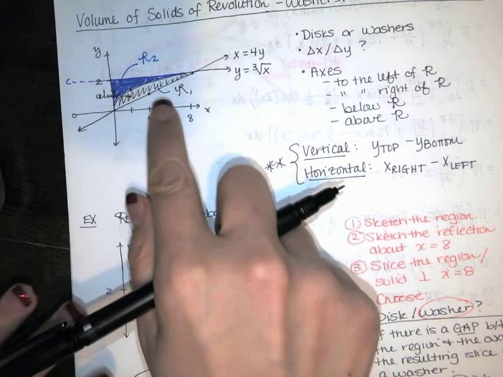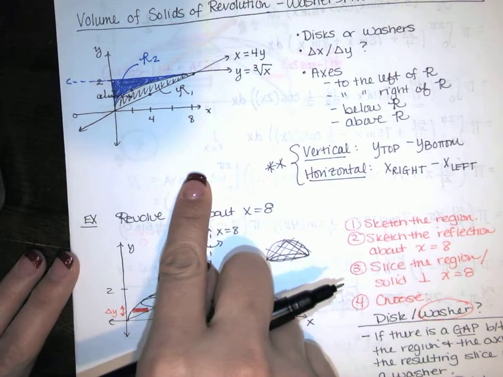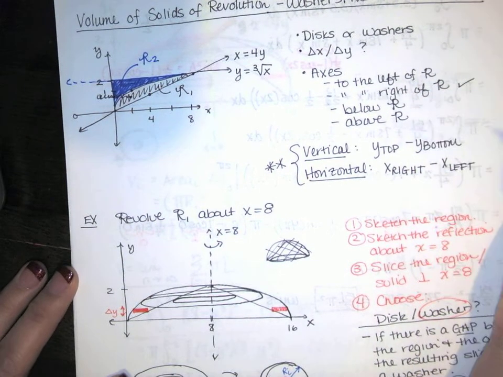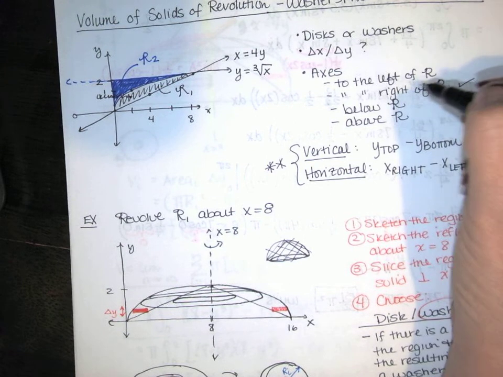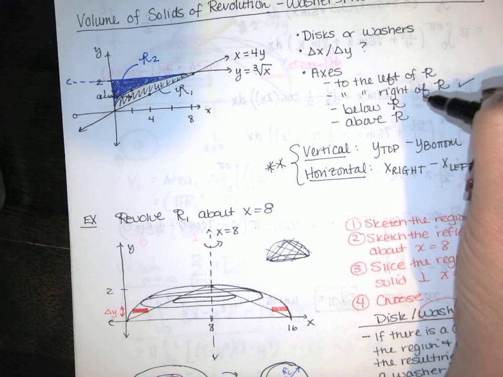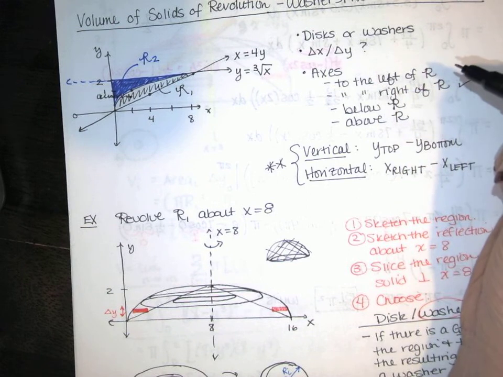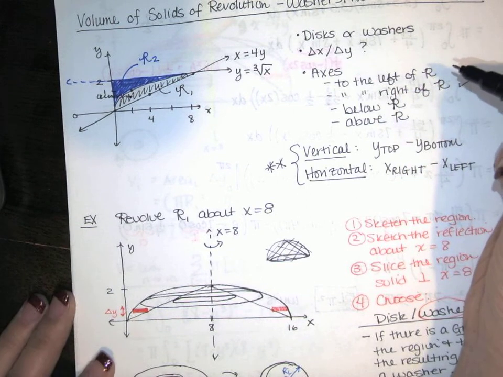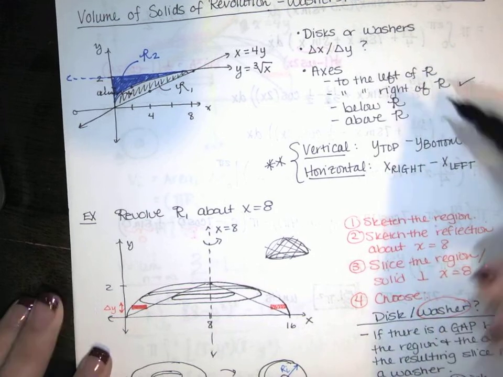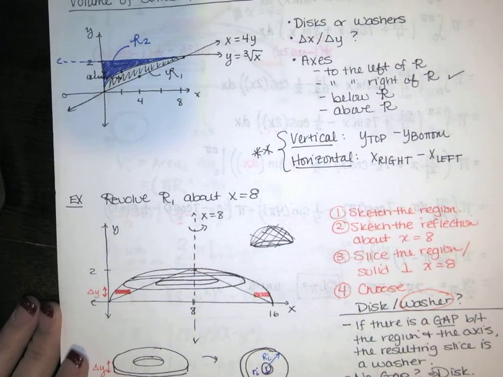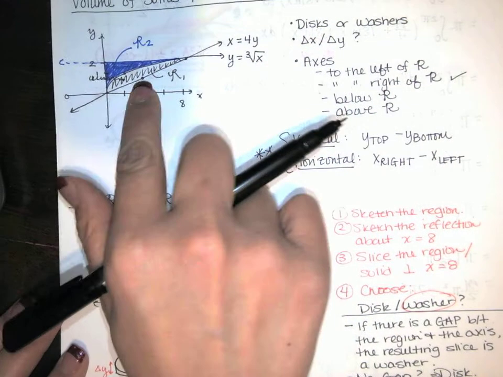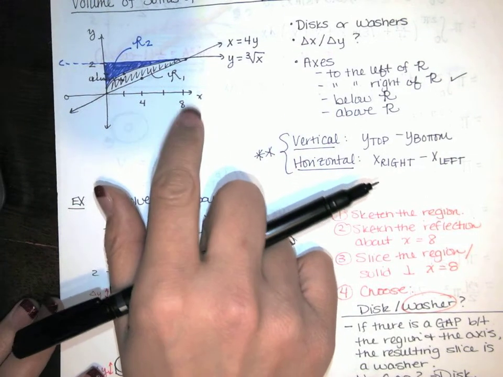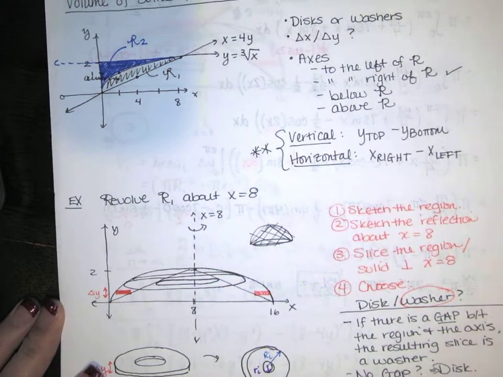So we took that region and we revolved it around a line to the right of the region. We could also revolve it around a line to the left. And we could also revolve it around a line that's below the region or above the region. How about, let's revolve it about a line to the left. It's actually going to be very similar to what we just did. So let's take region 1, and instead of rotating it about x equals 8, let's rotate it about x equals -1 instead.